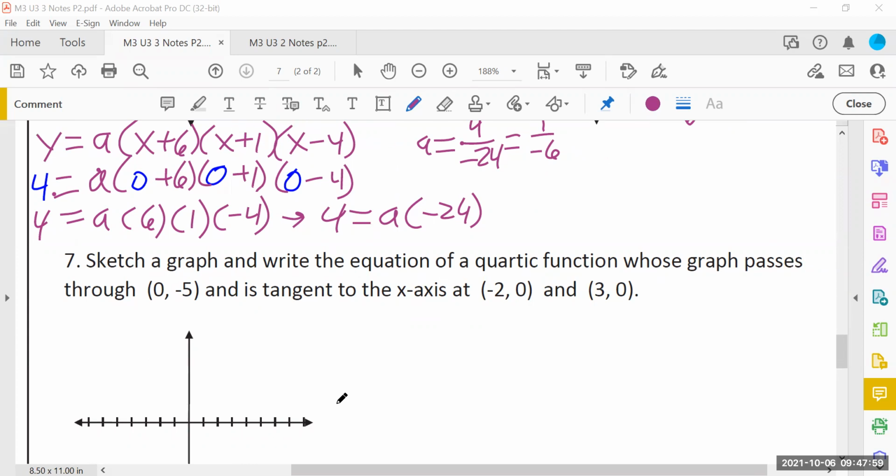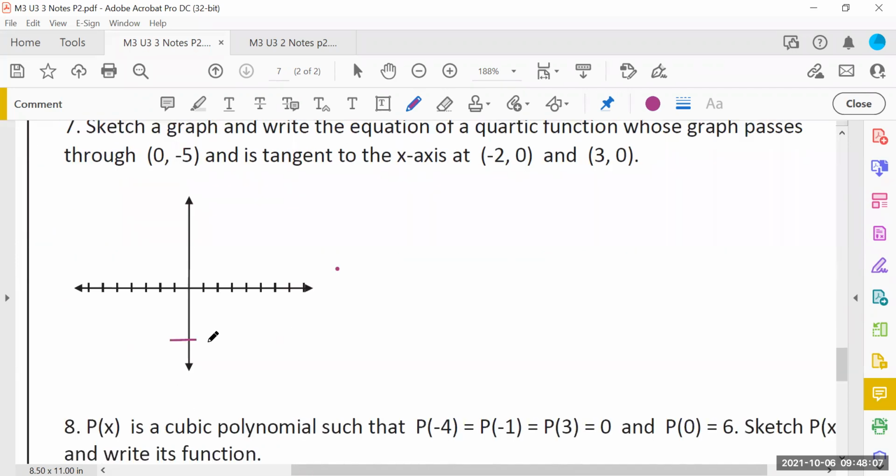Well, if I look at this, it says passes through 0, -5. Okay, so that means 0, -5. Here's -5. And then is tangent to the x-axis at -2, 0, and 3, 0. Wait a second. They told me it was quartic, but they only gave me 2 x-intercepts. The key here is this word tangent.